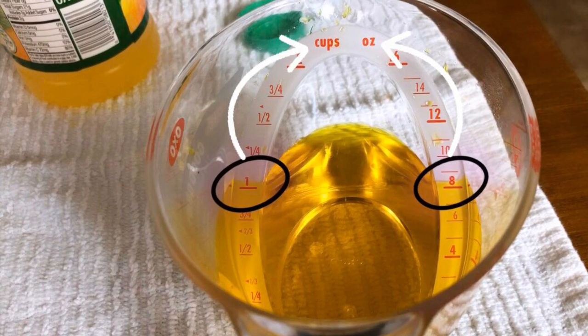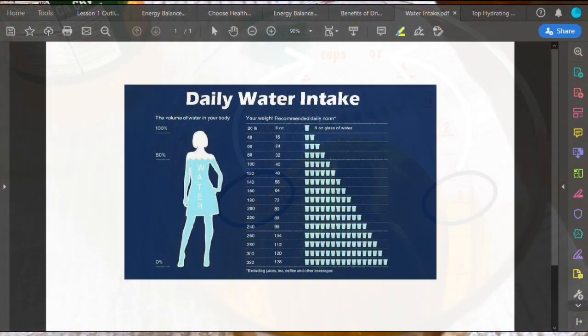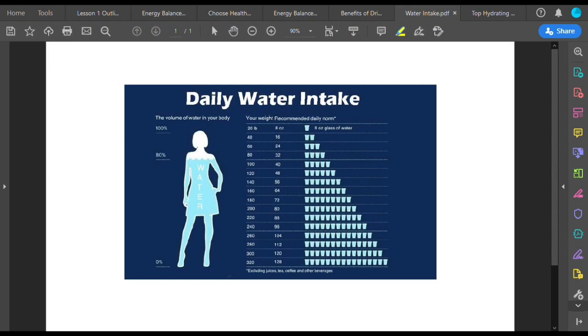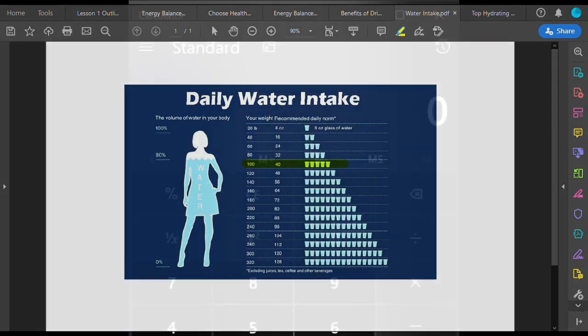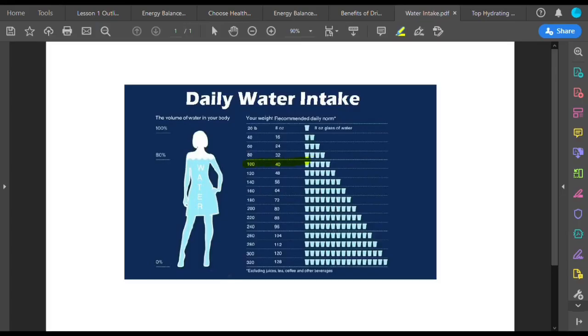You can actually see that in our previous clip. Our 100 pound person needs 40 ounces, and that is 5 cups of water. One cool trick to help you know how many cups of water you need to drink is to divide your weight by half and move the decimal 1 over. So for example, if you weigh 100 pounds, divide that by 2, and that gives you 50. Move the decimal over, and that gives you 5. You need 5 cups of water.